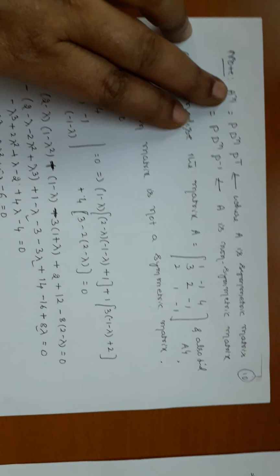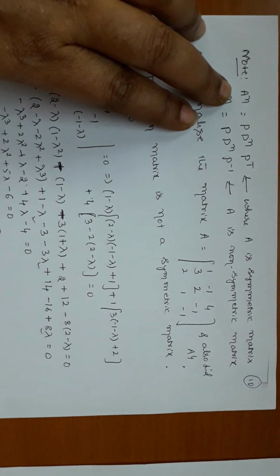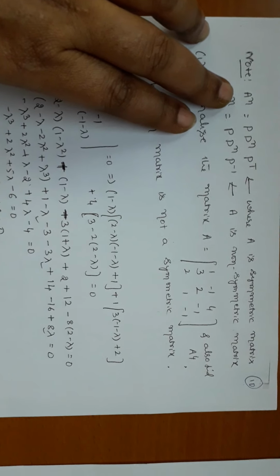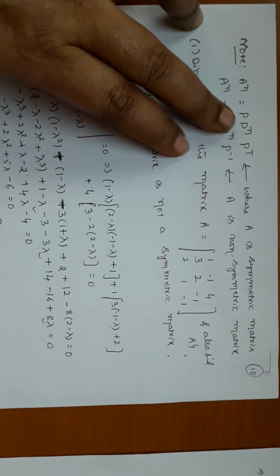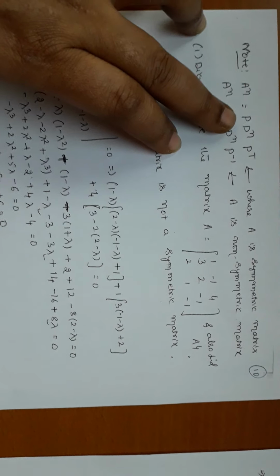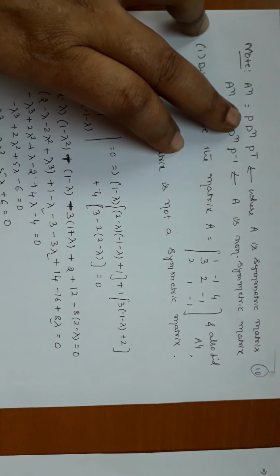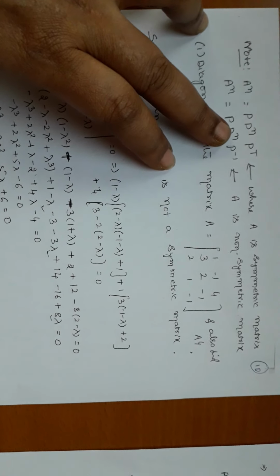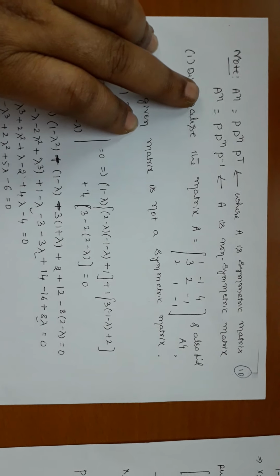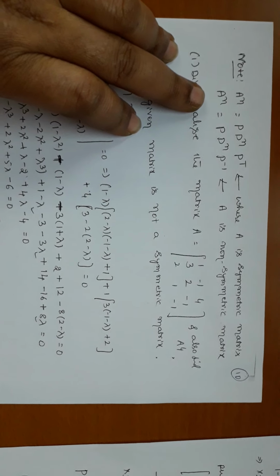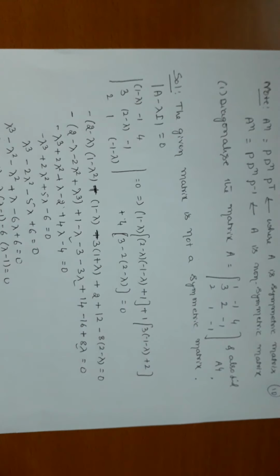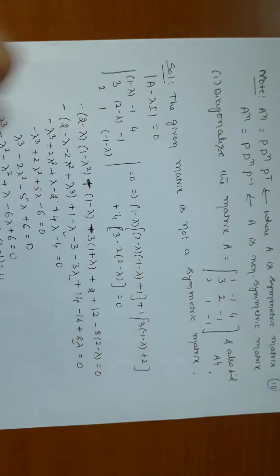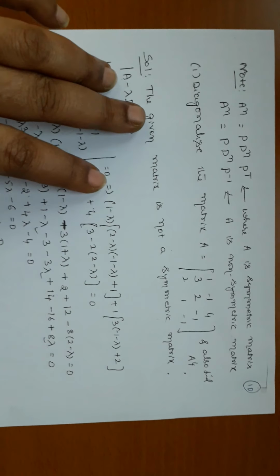In some cases, after you diagonalize, they ask to find A cube, A power of 10, A power of 100. Suppose A is a symmetric matrix, just use this formula. Which formula to find the power, A power of n? P into D power of n into P power of T. Suppose A is not symmetric. There, if you want to find A cube, A power of 10, A power of 100, I use the formula P into D power of n into P inverse. A is not symmetric, it's a non-symmetric matrix.